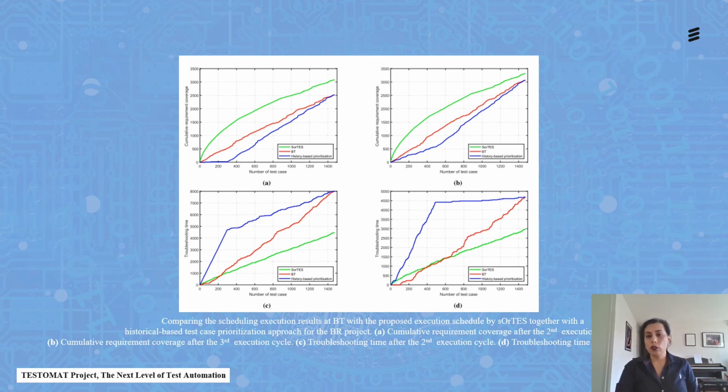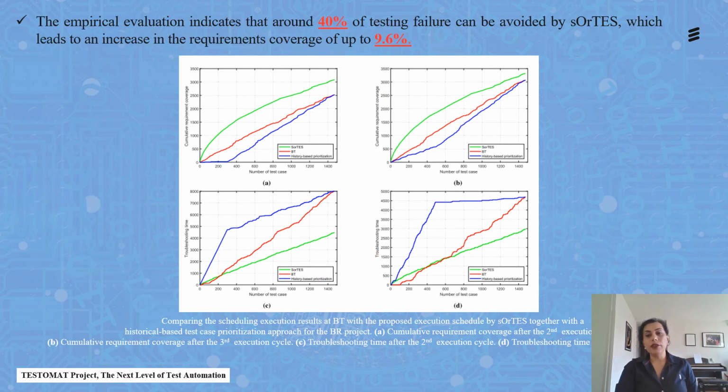We also compare the performance of Sorters against another state-of-the-art approach, which is called historical based execution. The red lines here mean that the failed test case should be executed first. So we compare the performance of Sorters against Bombardier and historical based execution, and if I summarize the results, around 40% of test failures can be avoided by using Sorters, just because no test case will fail based on dependency. Of course, there are other reasons for test failure, like the system not being ready and other factors, but we minimize the failures based on dependency using Sorters, and at the same time we increase the requirement coverage by up to 9.6%.